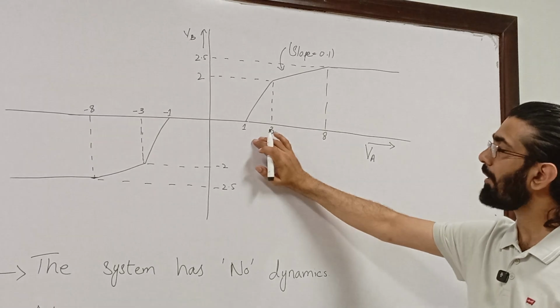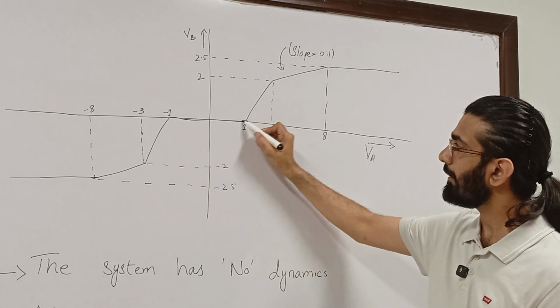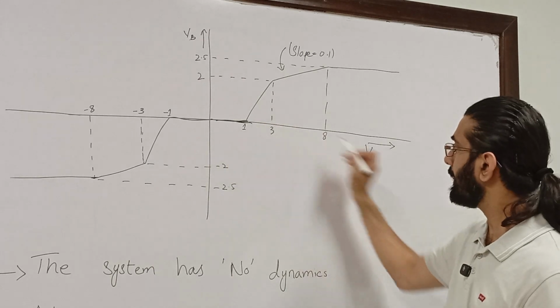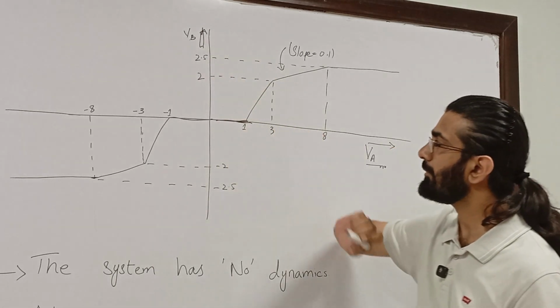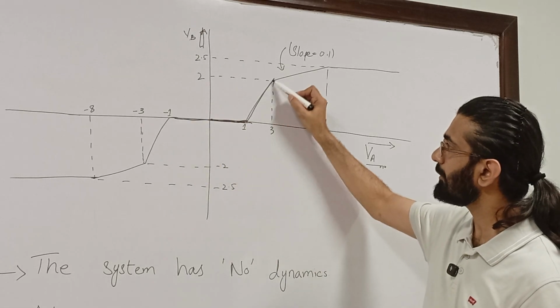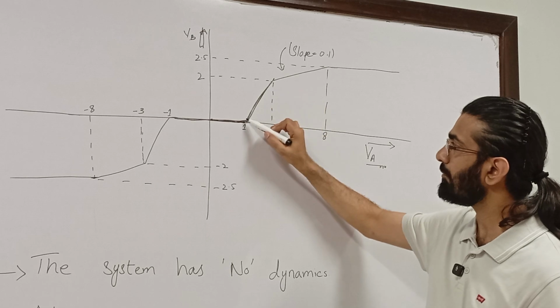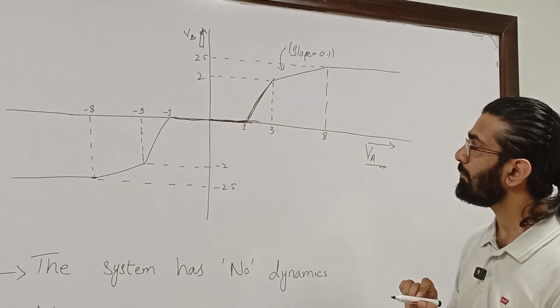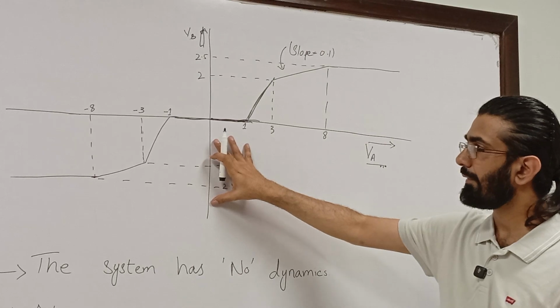So this is the input-output relationship. We have a dead zone over here where this variable, the input, is changing, whereas the output is not changing. So we have a dead zone over here, and then the output starts changing as we change the input of the system. So this is basically the nonlinear relationship.